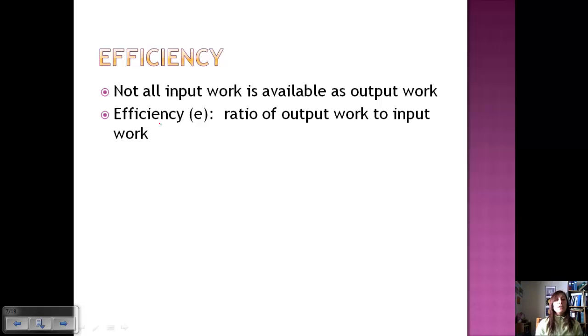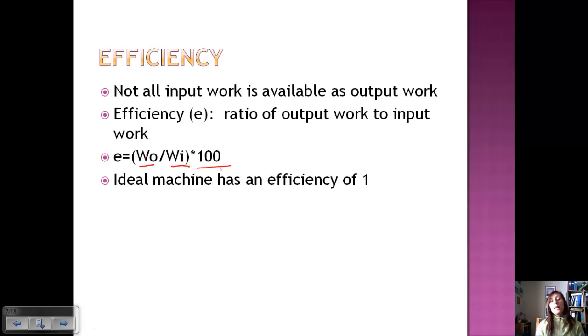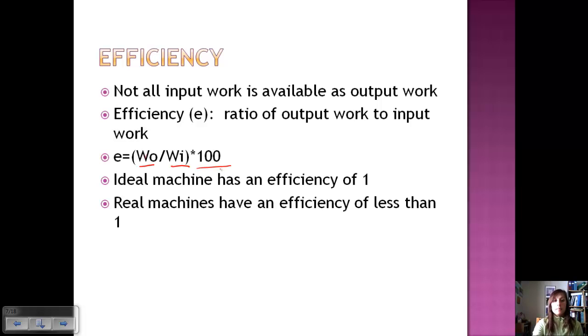And so we have what's called efficiency, which we're going to abbreviate with a small e. This is the ratio of output work to input work. So we've got output work divided by input work, and then we multiply by 100 to get a percent. Like we said, an ideal machine has an efficiency of 1 or 100% because all the input work equals the output work. But that's very rare. Real machines have an efficiency of less than 1 or less than 100%.